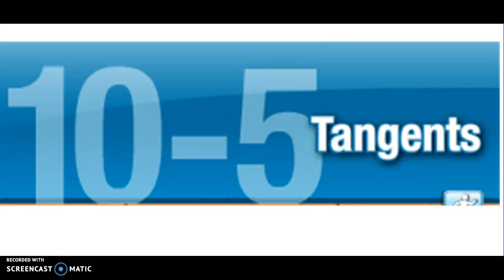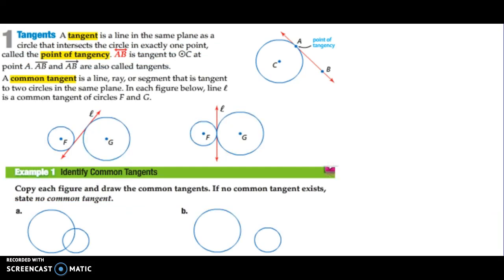Today we're going to be talking about section 10.5, which is on tangents. Now, a tangent is a line that touches a figure at only one point. If you look at this example, line AB touches circle C at only one point, and that's point A. So point A has a special name called the point of tangency.